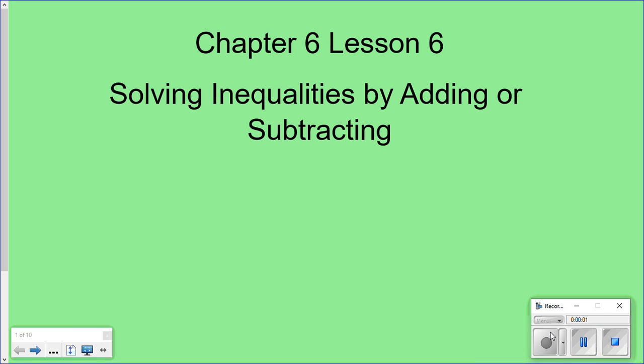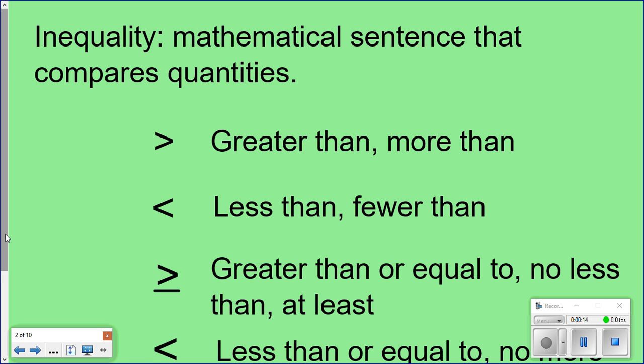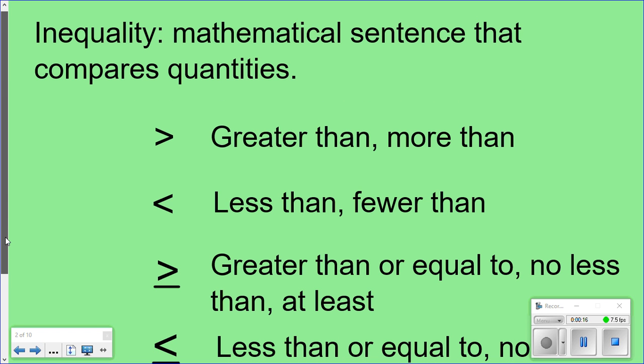Something you've done your whole life, you just never knew what it was called. Okay, we're going to call it a different name right now. Inequalities look like this. Greater than, less than. Okay, heard of those things before?